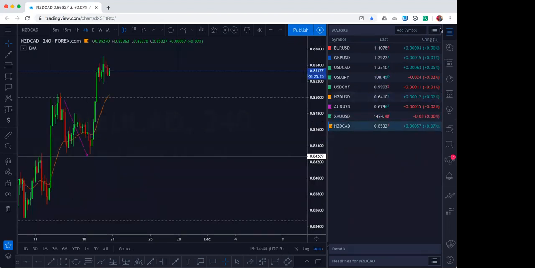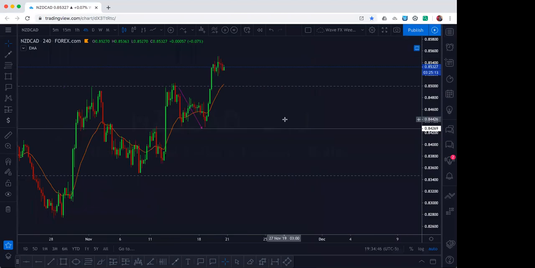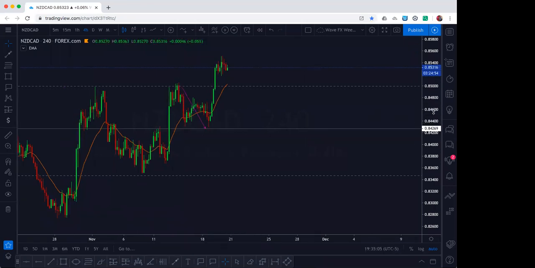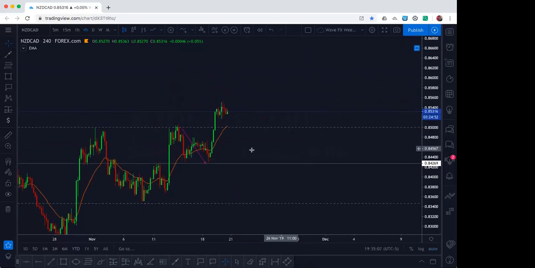Right, so the first thing I was looking at now in terms of New Zealand CAD, based on where we were, the first target point I gave was for the market to come back down into this area. That's 84.26, right? The market did that superbly. For the guys in the group, in the mentorship program, we were looking at New Zealand CAD and for the market to simply push back to the upside.